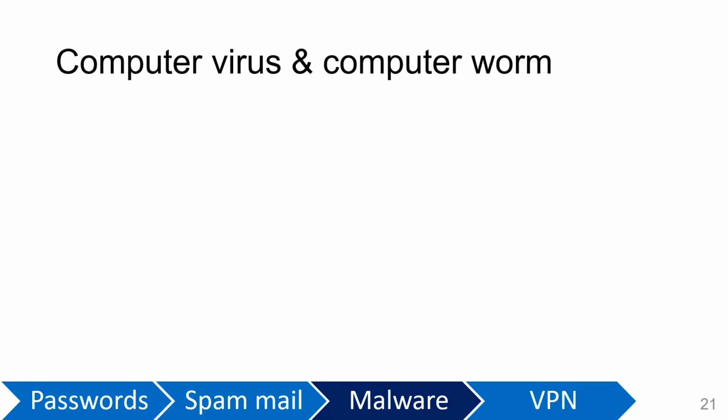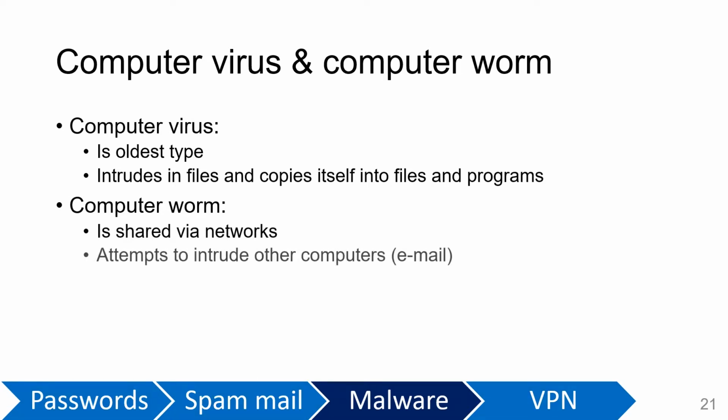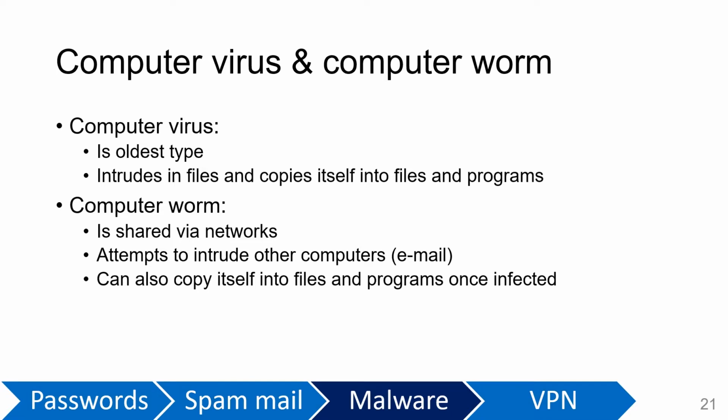A computer virus is the oldest type of malware and spreads itself by copying into files and programs. A computer worm is the same as a computer virus, except that it is distributed over networks. A worm spreads over the internet and tries to intrude other computer systems.